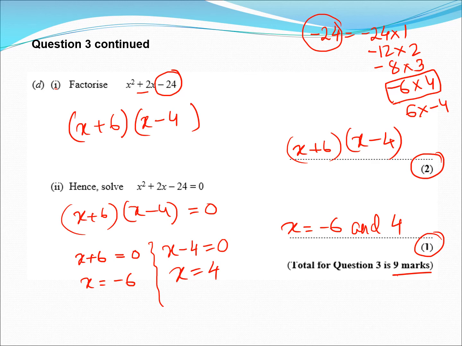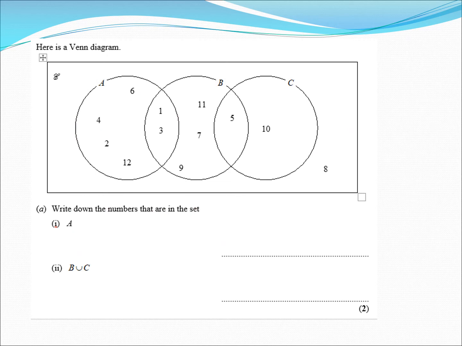Next question, question number 4, Venn diagrams. So first they've given you a Venn diagram. The universal set is here and there are 3 sets A, B, and C. It says write down the members that are in set A. So we are actually looking for set A, this one.